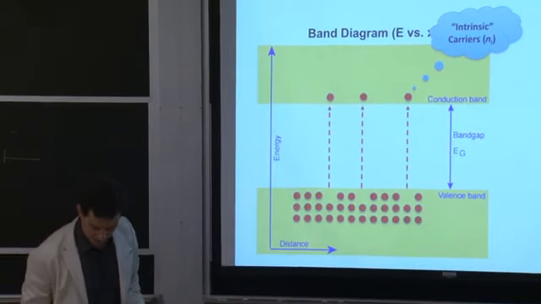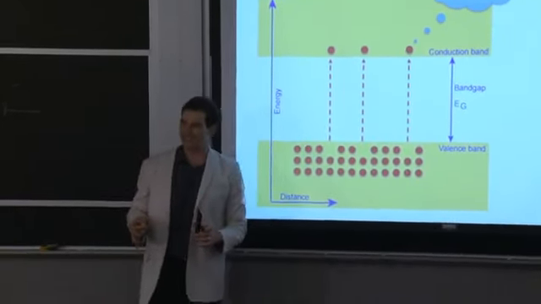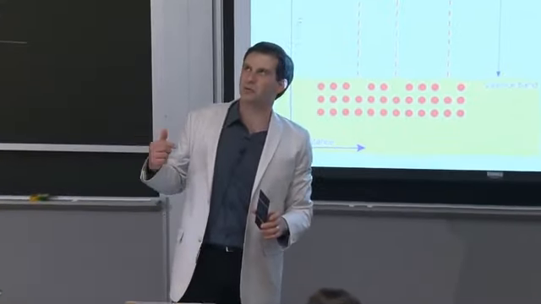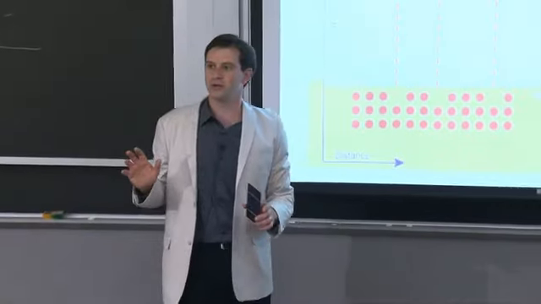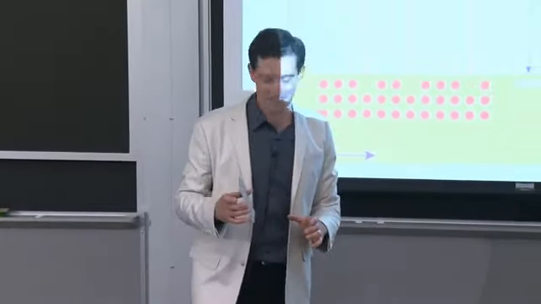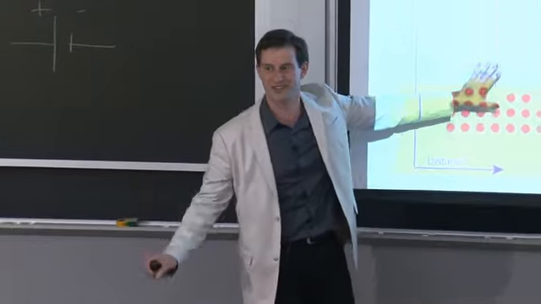To give you an order of magnitude of the intrinsic carrier concentration in silicon, it's around 10 to the 10 carriers per cubic centimeter. That's 1 over 10 to the 12 per atom. So each atom of silicon is generating roughly 1 over 10 to the 12 free carriers due to this process. Very small concentration of free carriers in the material.